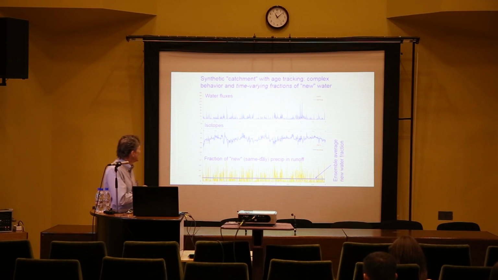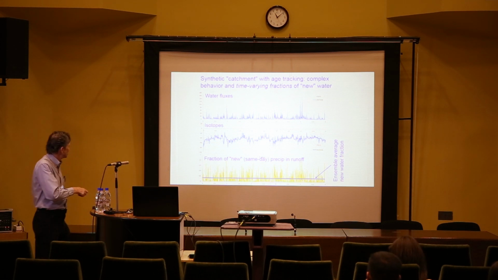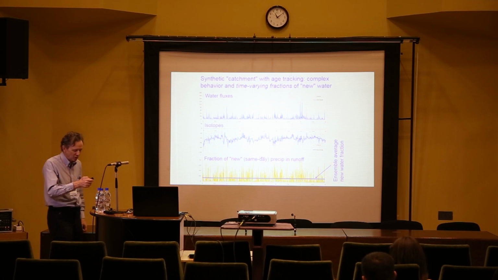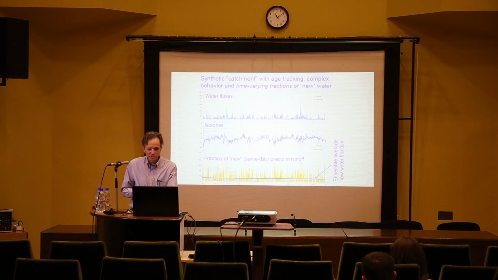Okay, so here's some example behavior, and you can see that the fraction of new water, meaning the same day rainfall, new water in the stream is highly variable. But it has an ensemble average, an average over that time period, and our method predicts exactly that line. We actually have two different lines there, and they're on top of each other, and you can't see the difference between what's predicted and what's observed.